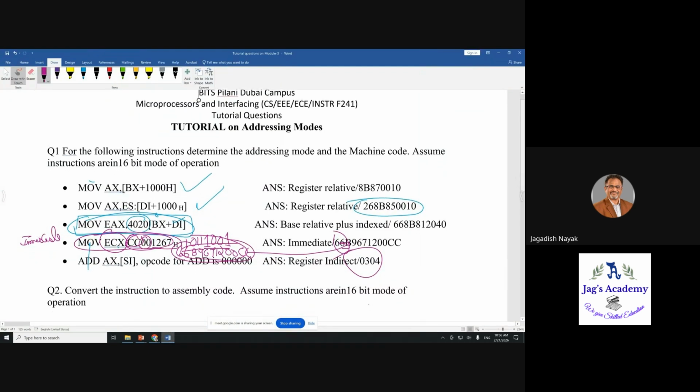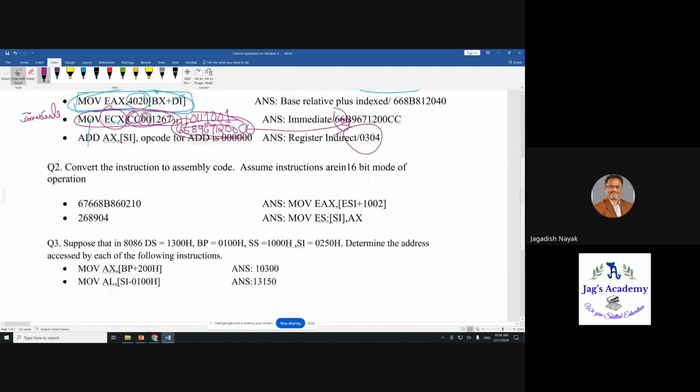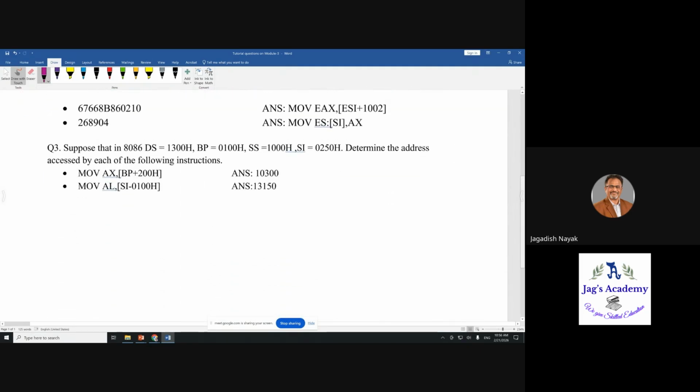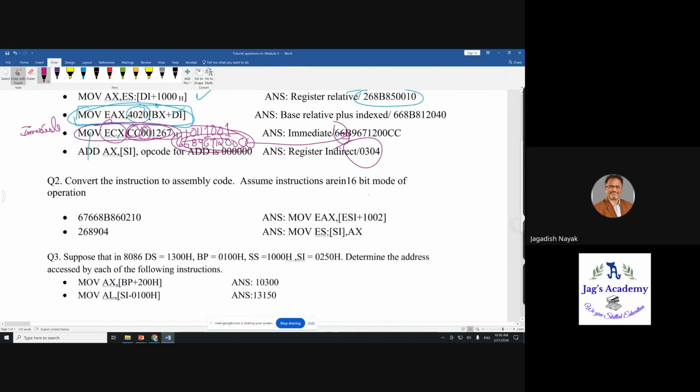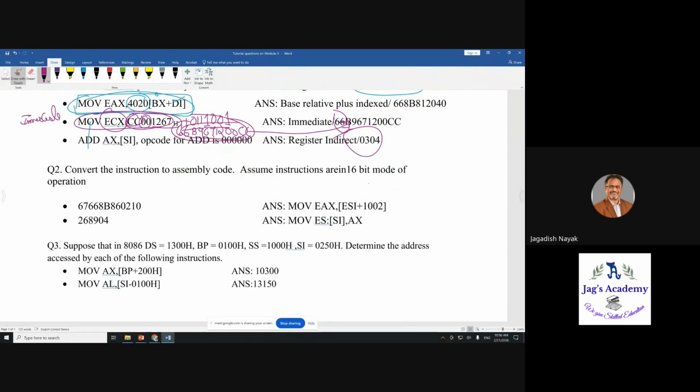Okay? That reverse one. Can you see the reverse one? We'll do the reverse one here. See, we'll do this. Okay, see this: 67, 66, 8B, 86, 0210. See here. Refer to this. You have to look into this before tackling this problem. Listen carefully. It's very important.